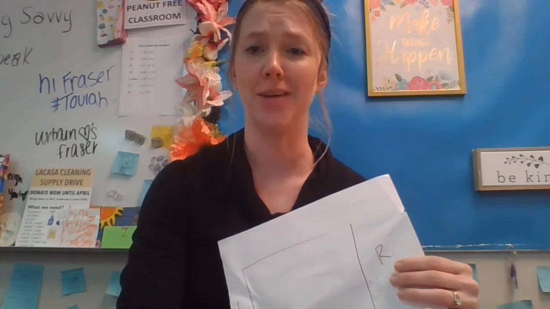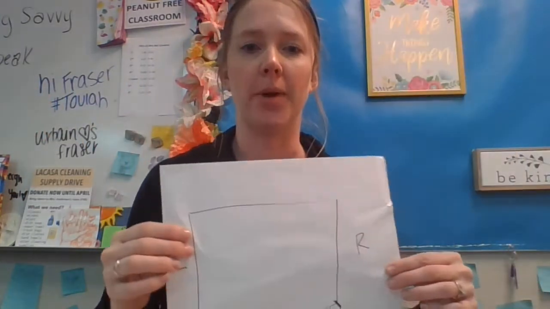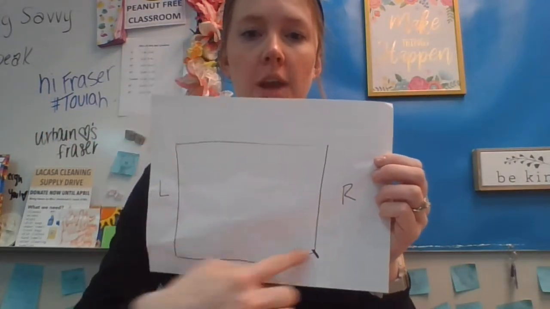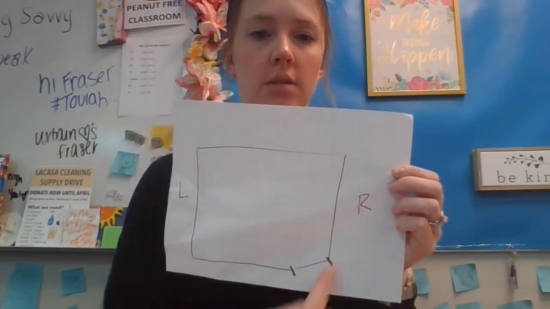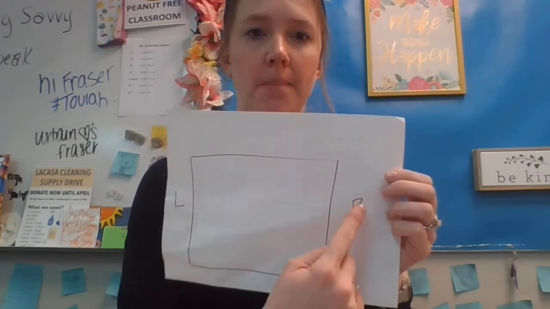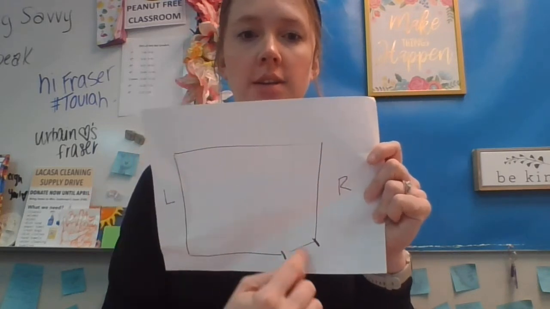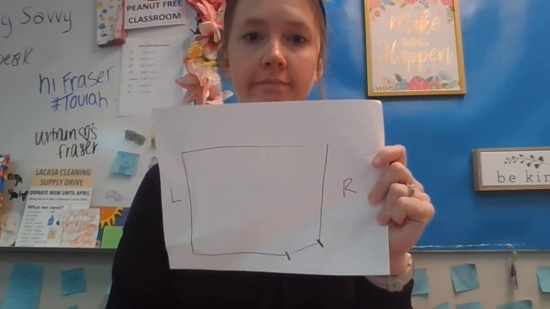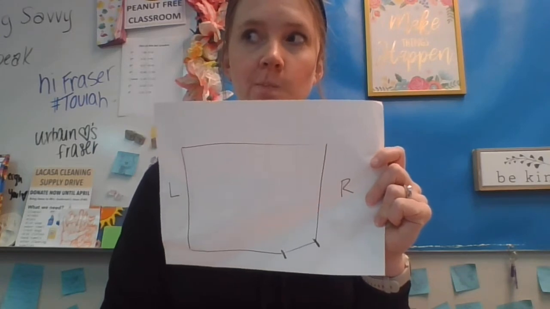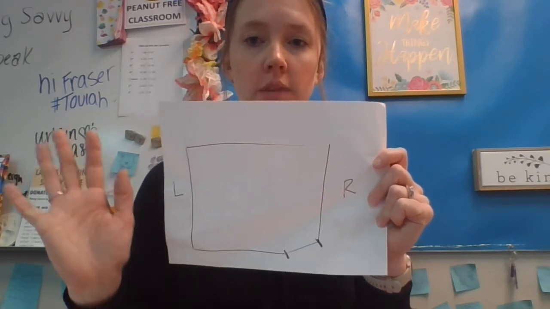On your piece of paper, I'm so sorry, I don't know what just happened with my video. Here we are, okay. On your piece of paper, draw this shape. This little corner piece should be on the right. Okay, so you're drawing this shape. This is the door. Pause the video, let everybody draw.